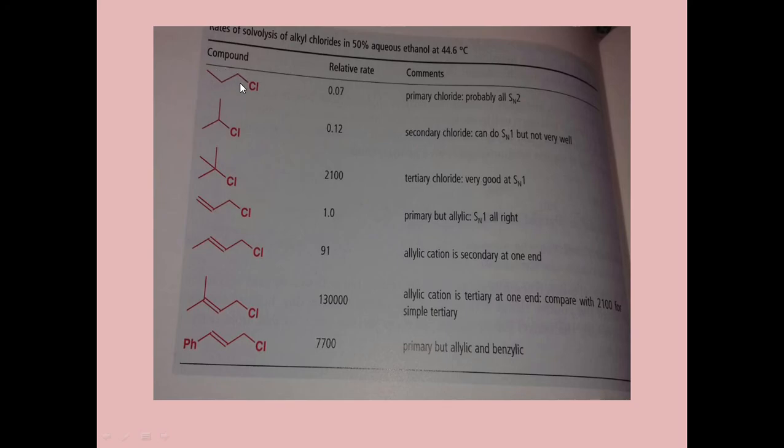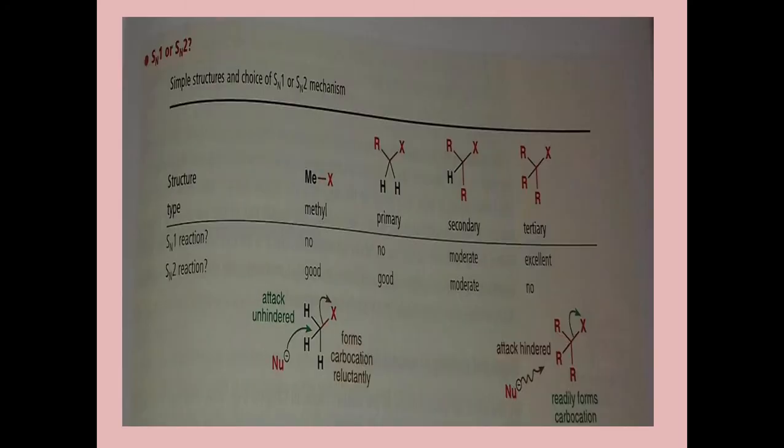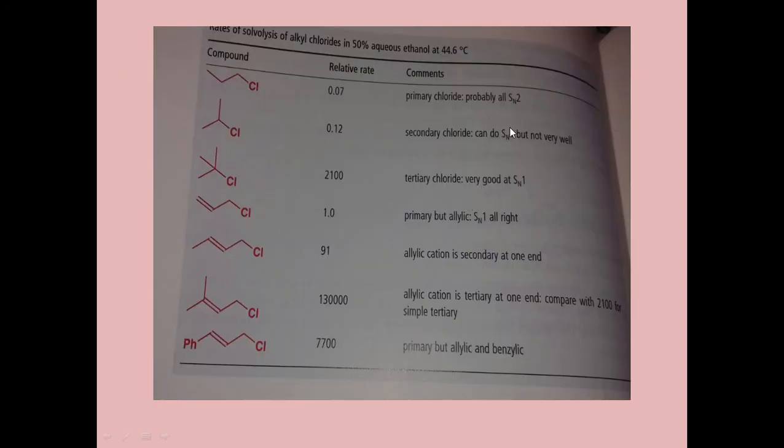Here after removal of this chlorine, the chloride ion, we will get a primary positive charge. So it probably will perform SN2 reaction. This is secondary. Already we have seen that secondary can perform well in SN2 reaction, moderate in both, right? So secondary can do SN1 but not very well. This is tertiary, it's very good for SN1. Here after removal of chloride ion we will get a positive charge. Vinyl positive charge, right?